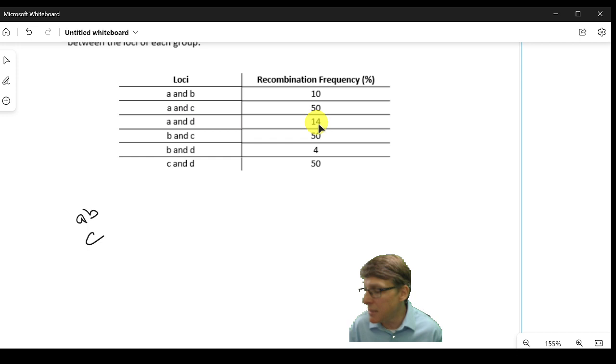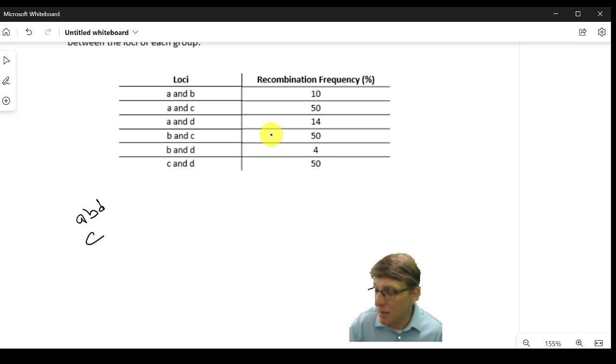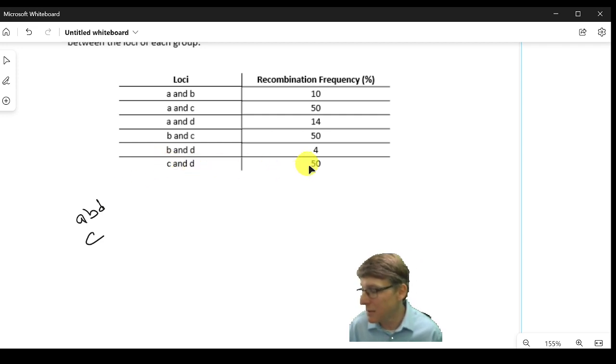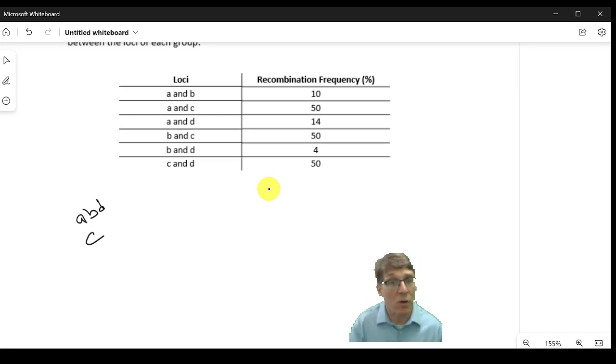Now A and D. A is linked to D, since it's less than 50%, it's 14%. So D is also here. That should also mean that D is not linked to C, and if we look at C and D, it's 50, so it's not linked. Okay, so now we want to draw what we call linkage maps or linkage groups. We could say C is in its own linkage group. It's on a piece of DNA somewhere, but it's not linked to any of these other traits.